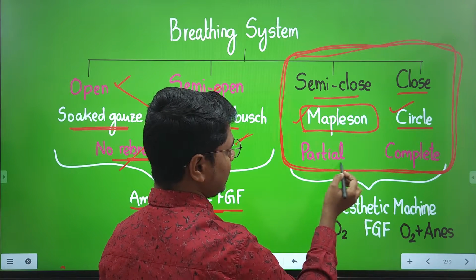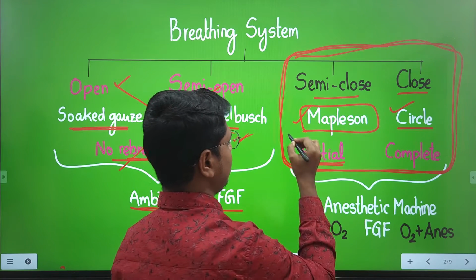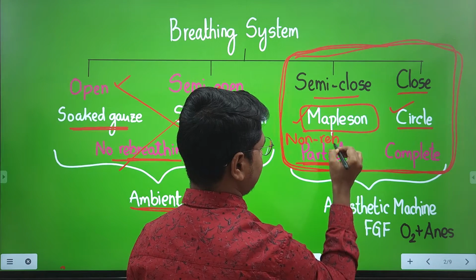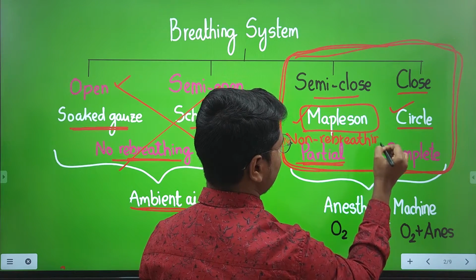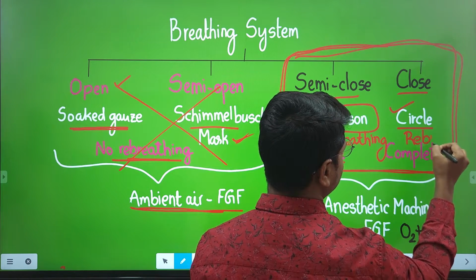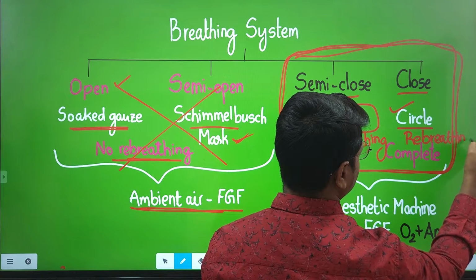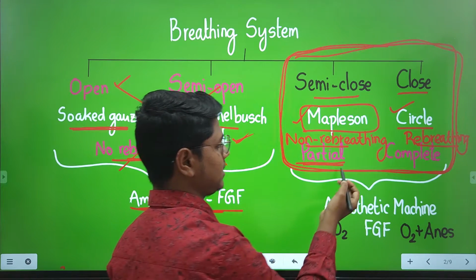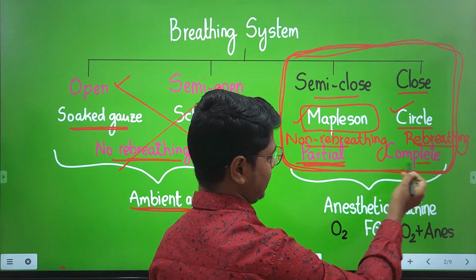One thing here: in Mapleson system, you will find partial rebreathing, but some anesthesiologists may consider this as a non-rebreathing circuit, and the circle system as a rebreathing circuit, because here there will be complete rebreathing of gases. This is rebreathing circuit and this is non-rebreathing. But in the actual sense, you will find partial rebreathing and complete rebreathing.